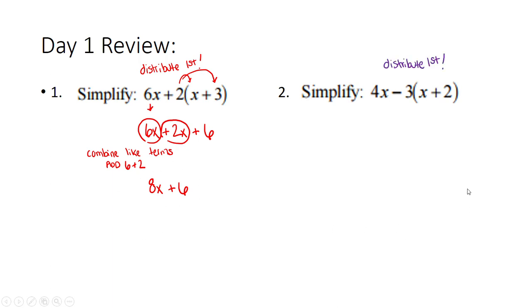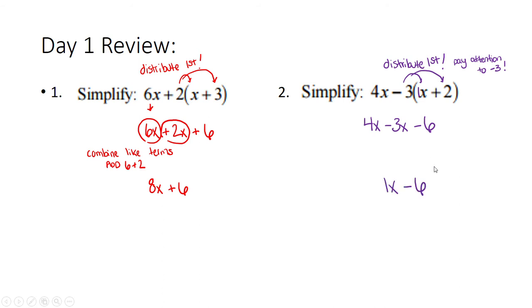Number 2, the tricky thing about number 2 is to distribute the negative 3 here. A lot of times people don't want to distribute the negative sign with the 3, but that is part of the number that's in front of the parentheses. But this 4x, that just comes down. So when you multiply negative 3 times 1x, it becomes negative 3x. And then negative 3 times positive 2, this is what people forget a lot of times, that becomes negative 6. So you write it as minus 6.